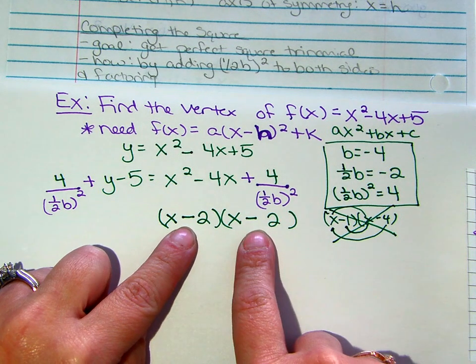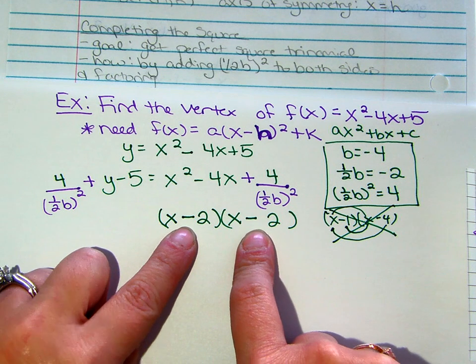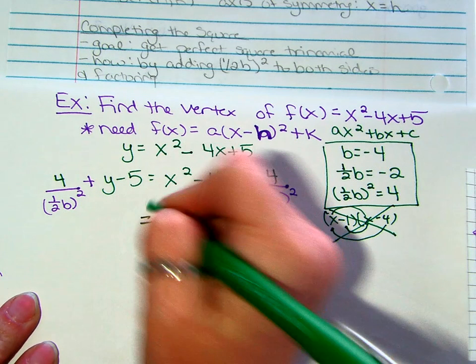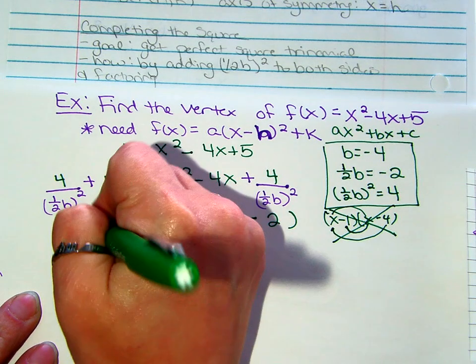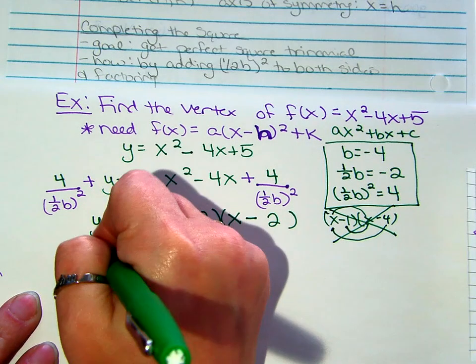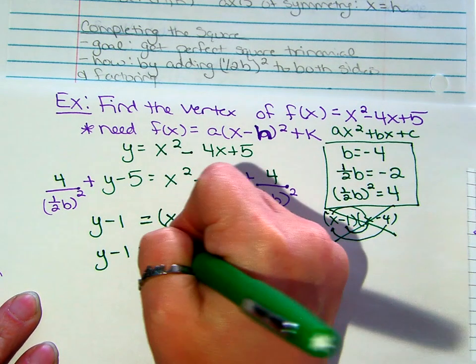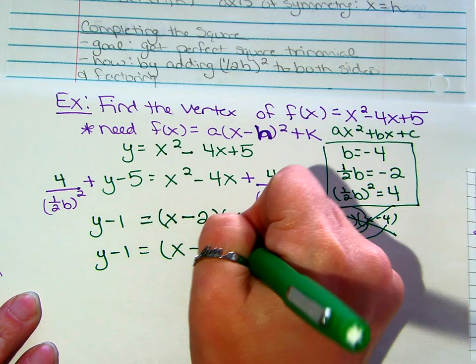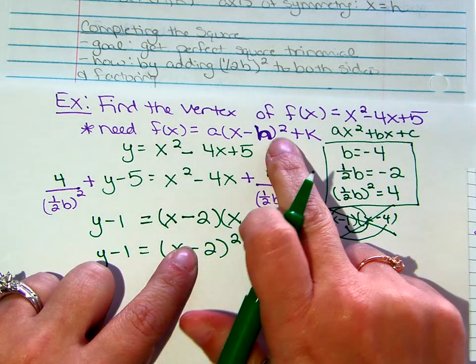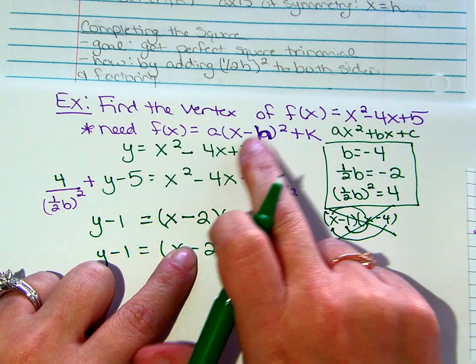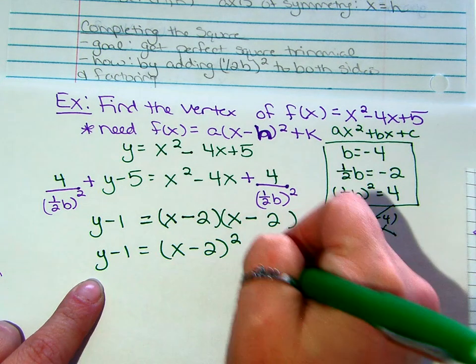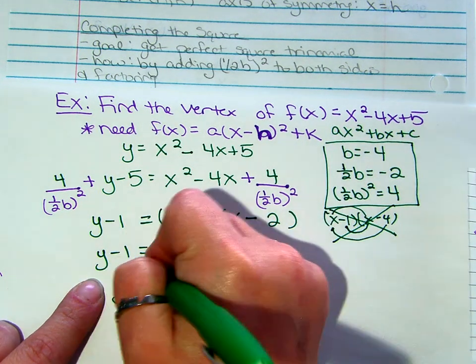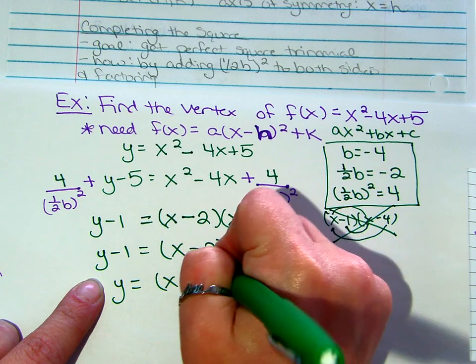Okay, popping over to this left side real quick, we have 4 minus 5, so that would be y minus 1. And I can write this as an x minus 2 squared. Oh, we're getting closer. Remember, we're trying to get to a times x minus h squared plus k. So let me add the 1 over. This is in the formatting that we wanted.